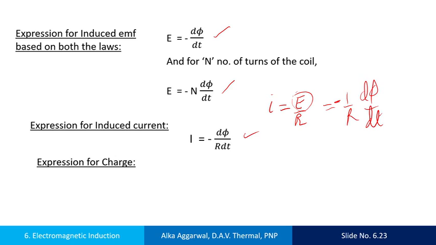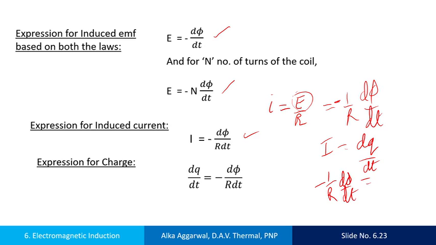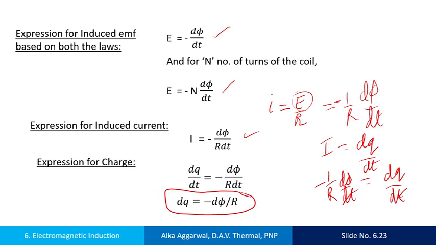The expression for the charge, as you know very well, is I equal to dq by dt. And what is I? I is equal to minus 1 upon R into d phi by dt, equals dq by dt. So dq is equal to minus d phi by R.